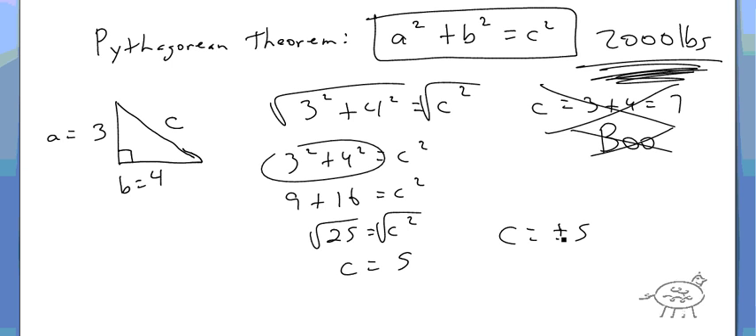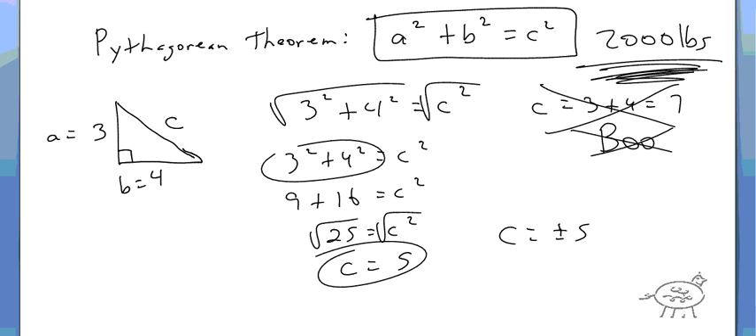Yeah, when we're solving an equation it is, but you need to remember that these are lengths of a side of a triangle. So you can never have a negative length. So C is equal to just 5. And that's the answer to that problem. It's that easy.